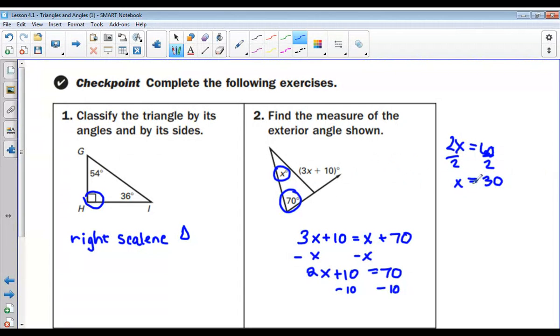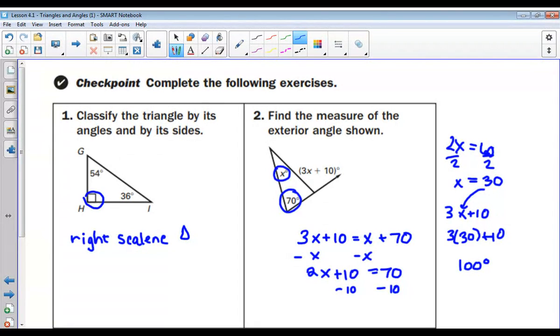So I'm going to plug in my answer for x into this expression of 3x plus 10. So I have my 3x plus 10. I'm plugging in the 30. So I have 3 times 30 plus 10. So the measure of that exterior angle would have to be 100 degrees.